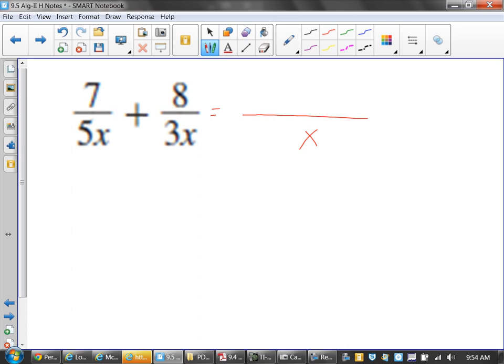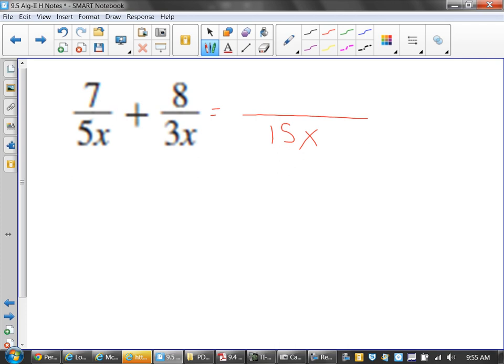What's the least common denominator of the numbers now? 15. Good. That's where you guys were all going. So the common denominator here between 5x and 3x would be 15x. The reason it is not x squared is because they're not multiplying the x's together. They're already there. They're already terms themselves. 5 times x, 3 times x.